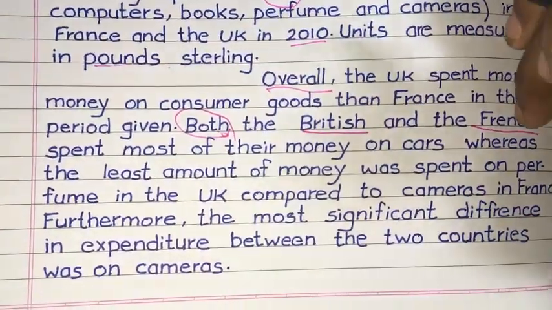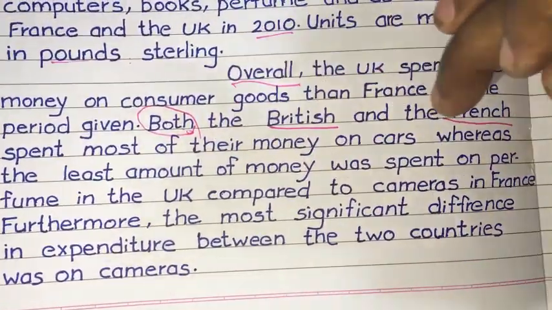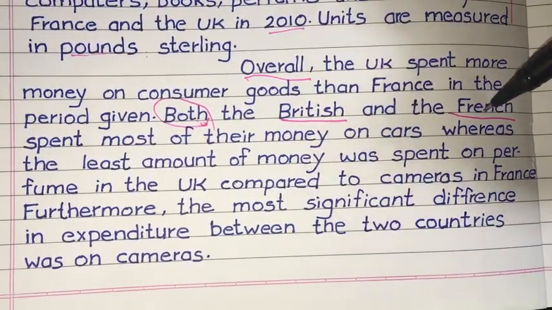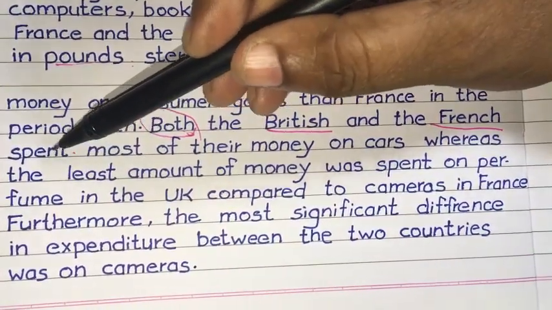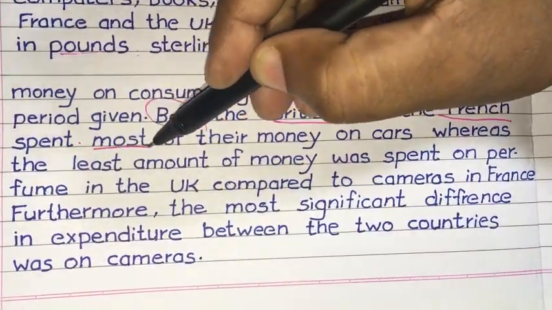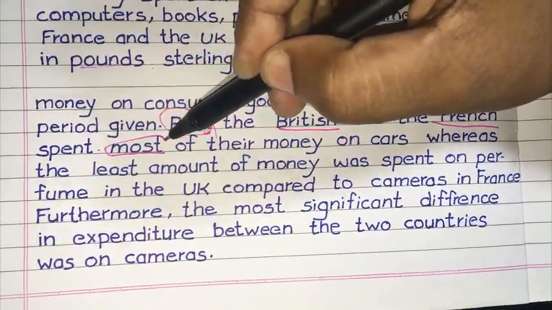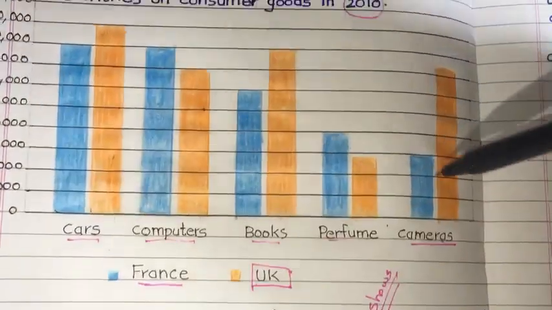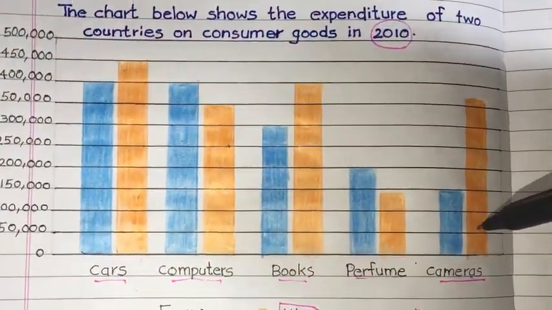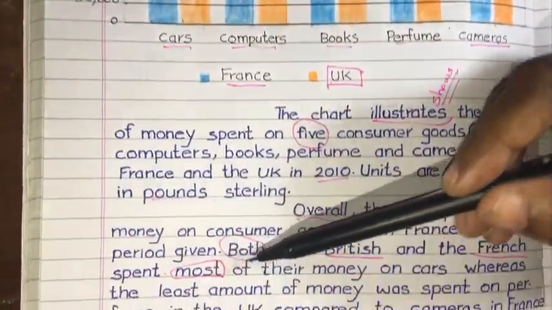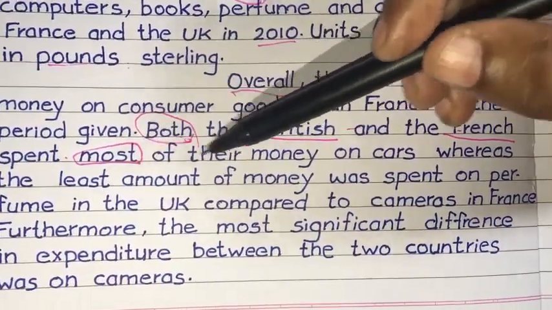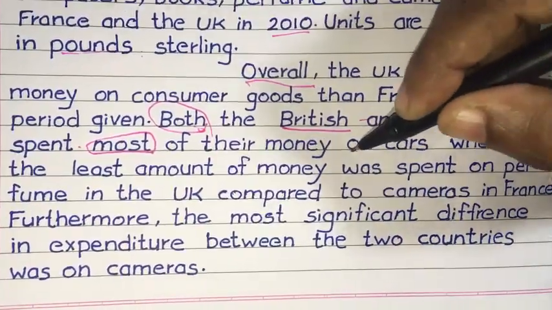You understood, the sentence starts with both. Both the British and the French spend. How do they spend? Most. Understand? See, I have used the word most over here, which means the general trend I am going to mention. That's why I used most. See, both the British and the French spend most of their money on cars.